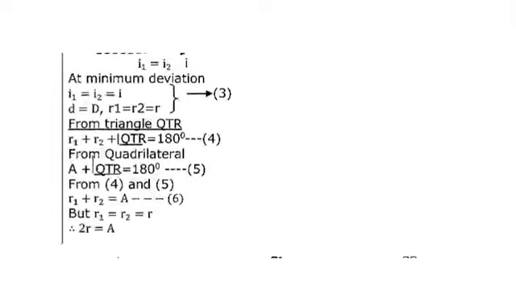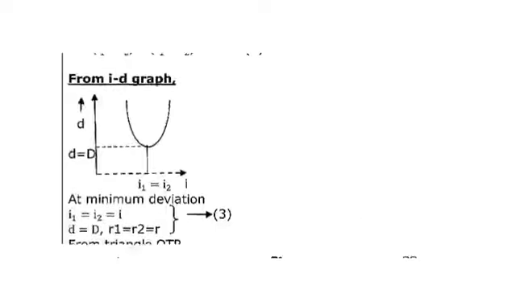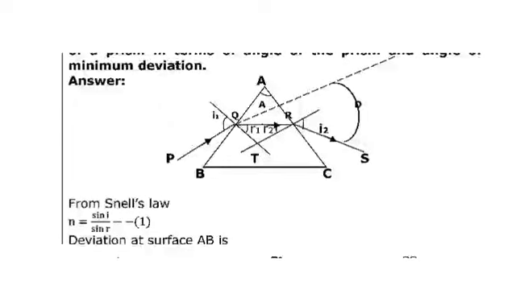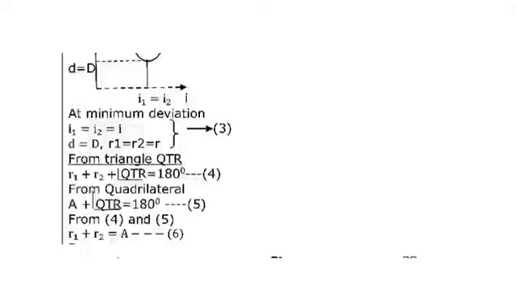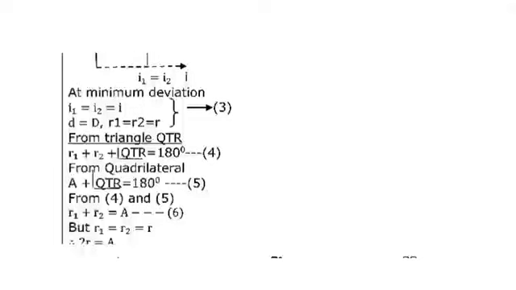Next, let us consider the triangle QTR. In the diagram, let us consider QTR. We know that along A, we have 60 degree. So I will write r1 plus r2 plus angle QTR, which is equal to 180 degree. Okay, I'll consider this one as equation 4. Next, again I will take from quadrilateral AQTR, I will take A plus angle QTR. A means 60 degree, already we know that, 60 plus that obtuse angle. So obtuse angle 120 degree. 60 plus 120 is 180.